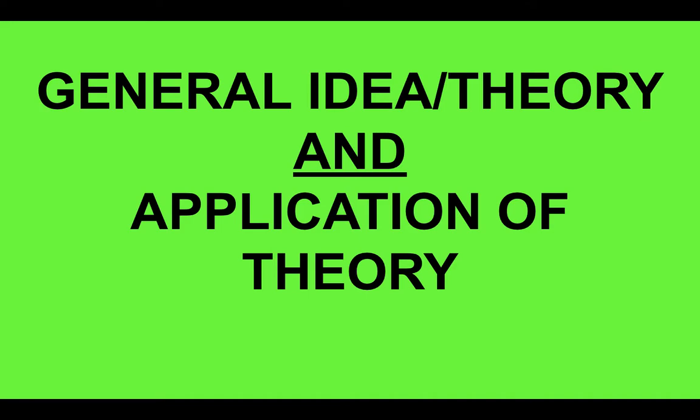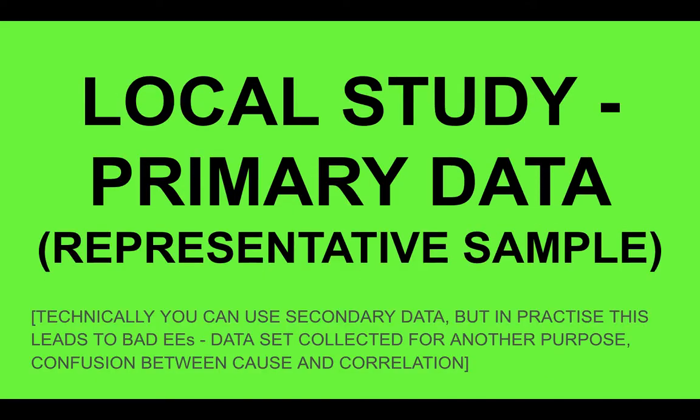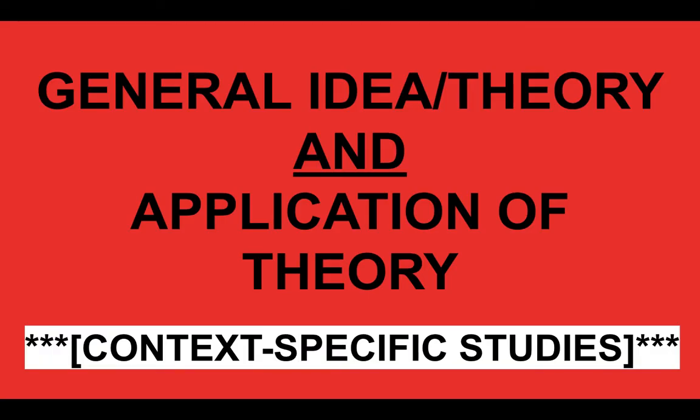So what you need to do is find a geographical idea that interests you, that's linked to the syllabus, and look at the general idea and the application of the idea or theory. What I mean by that is you will have to find out about the general idea and then look up on JSTOR, with my help or your supervisor's help, some context-specific studies. Those are studies that use this general idea, that apply it. So, a local study based around primary data that you collect yourself, aiming for a representative example.